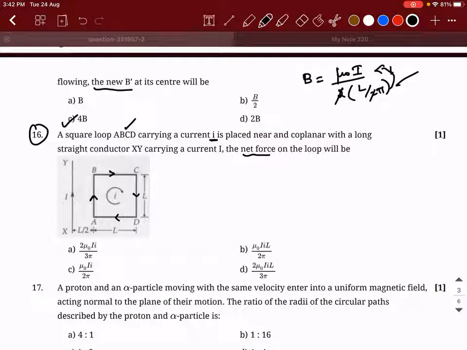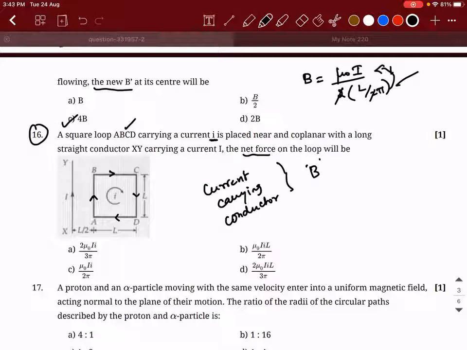When will a current carrying conductor experience force? I've told this many times. When it is placed in a magnetic field. The field need not be uniform; sometimes it will be non-uniform also. A current carrying coil or conductor will experience force when it is placed in a magnetic field.